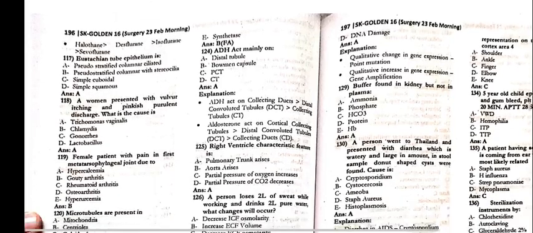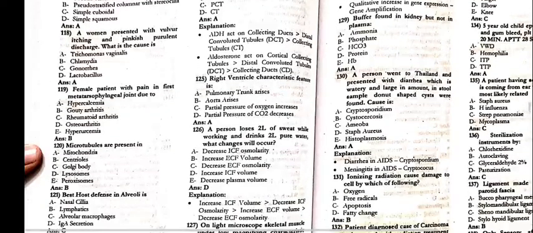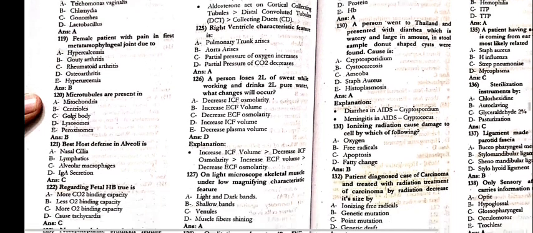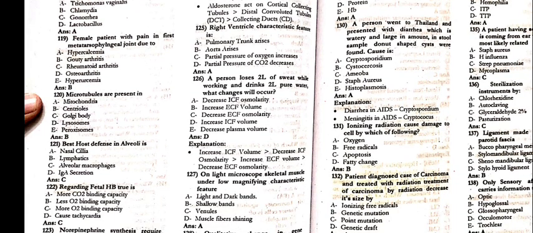Next, 118, the woman presented with vulval itching and pinkish purulent discharge. What is the cause? That is Trichomonas vaginalis. 119, the female presents with pain in the first metatarsophalangeal joint due to gouty arthritis.